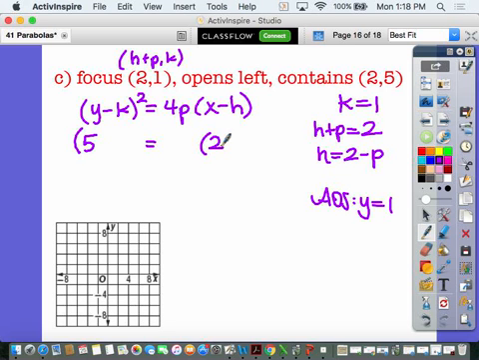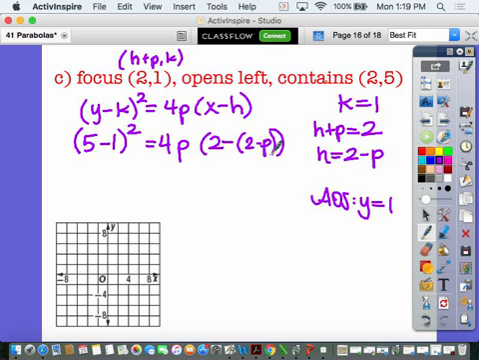Okay? I know k is 1. I don't know what p is, but I do know that h is 2 minus p. Does everyone see what I just did there? I plugged in all my information. So I'm going to find p first. It's going to be the easiest thing for me to find.